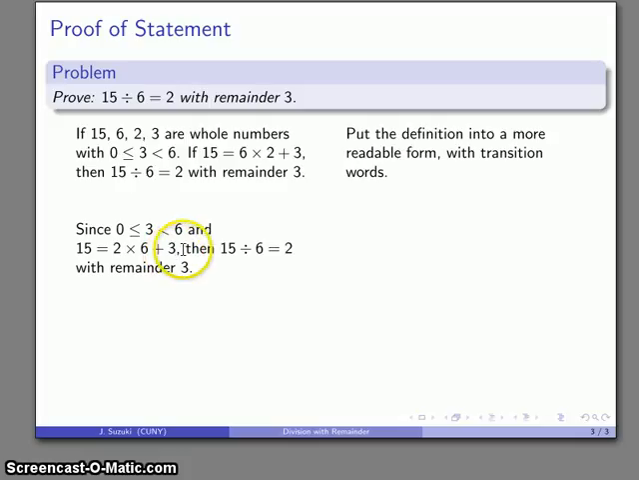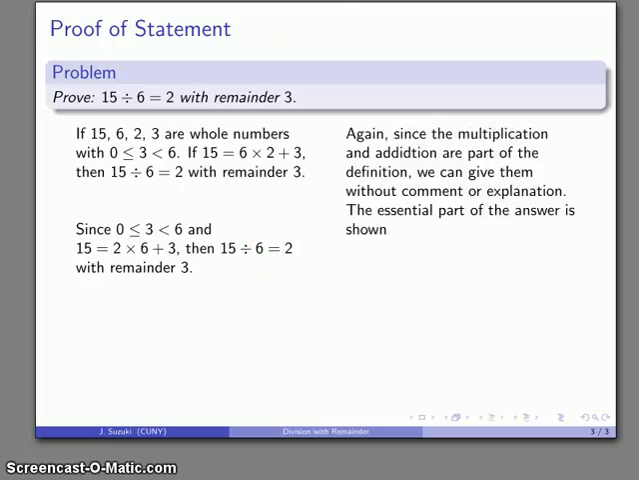Ideally, we actually want it to be true, so let's make sure that that's the case. Let's see, 2 times 6 is 12, plus 3 is 15. 3 is, in fact, greater than or equal to 0, less than 6, so we're good there. That statement is true, so it follows 15 divided by 6 is 2 with remainder 3. And again, the essential part of our proof is the section that we're showing in green.